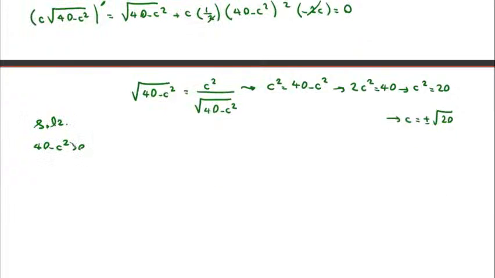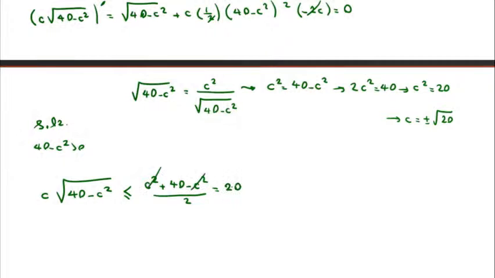I want to tell you solution number 2, how you find C. We know by AM-GM, C times (40 minus C squared) is less than or equal to (C squared plus (40 minus C squared)) over 2, because 40 minus C squared is positive. And it is equal to 40 over 2, which is 20. And the equality happens when C equals 40 minus C squared.